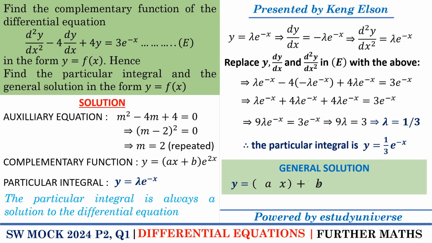Now, the general solution is the sum of the particular integral and the complementary function. So I take my particular integral and sum it with my complementary function, and I get my general solution.